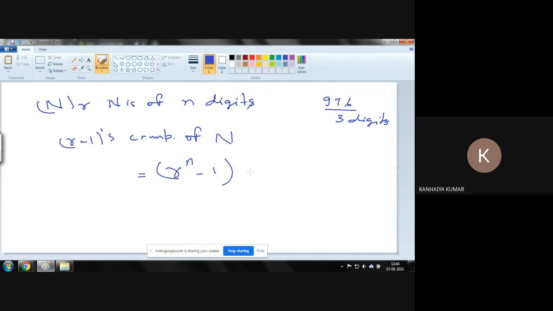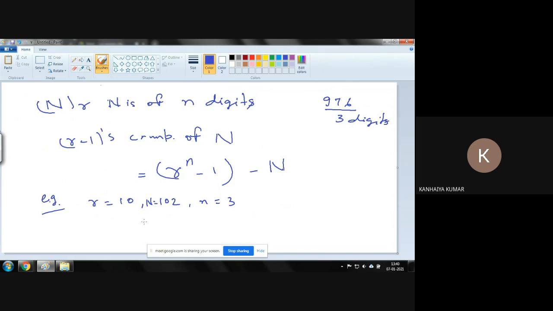Okay, and minus the given number. So we have found that using this formula you can find the r minus 1's complement. Now for example, let's have the number r equal to 10, so we are talking about the decimal system. You have the number 102. So capital N is equal to 102, and small n will be equal to 3.